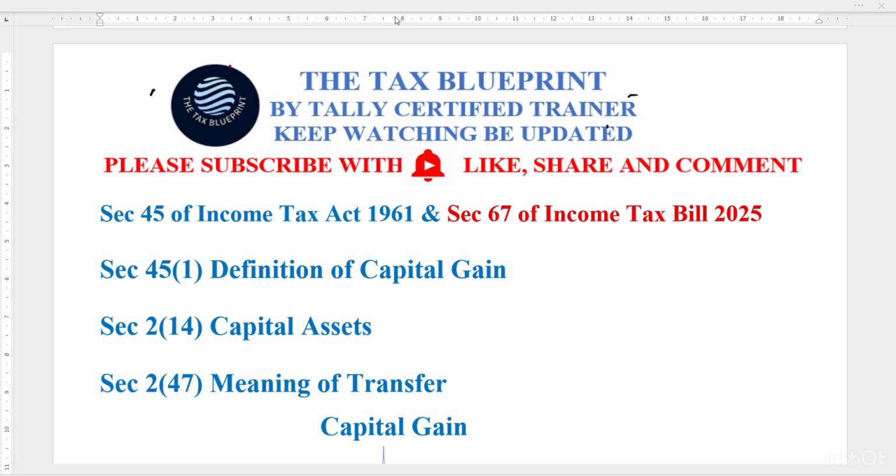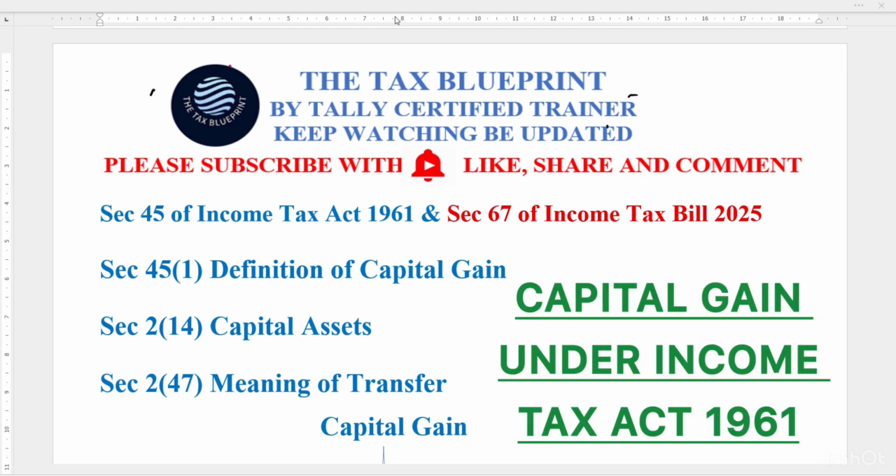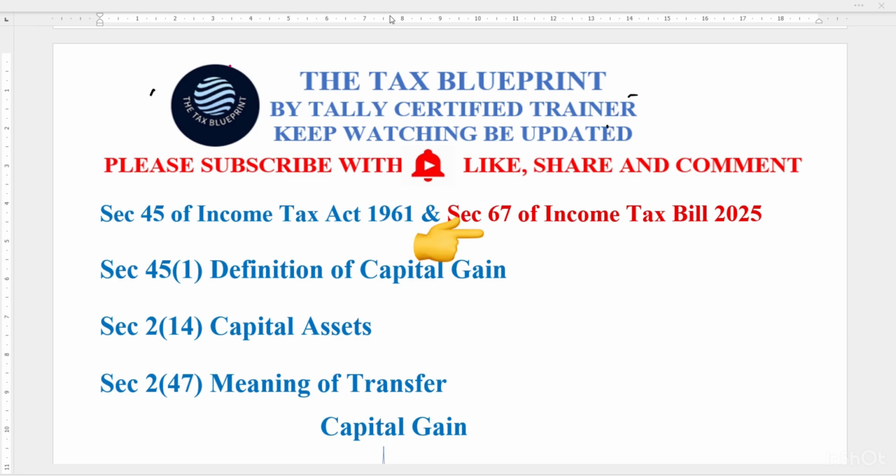Today we are going to discuss an important topic, which is capital gain. This is the fourth head under the Income Tax Act out of the five heads. The charging section of the capital gain is Section 45 of Income Tax Act 1961 and Section 67 of the proposed Income Tax Bill 2025.